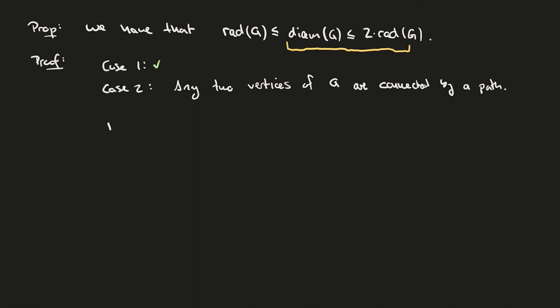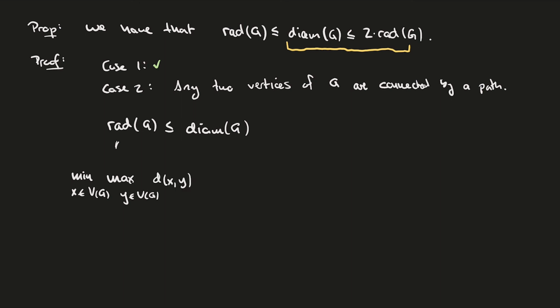Finally, we also need to show the first inequality, which is that the radius of G is less than or equal to the diameter of G. However, this follows directly from the definitions of the quantities in question, so we know that the radius of G is the minimum over all vertices X in the vertex set of G of the maximum over all vertices Y in the vertex set of G of the distance between X and Y.